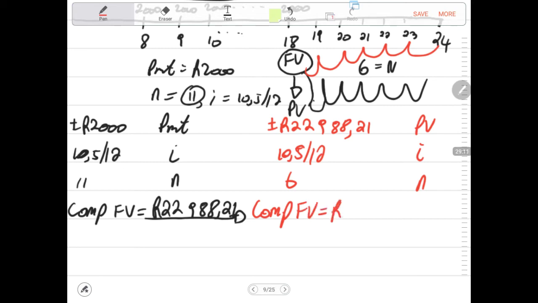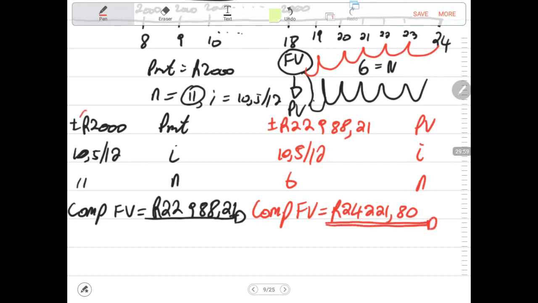Now let us do that calculation of the future value. Second function, alpha 00, clear the memory, plus minus 22,988.21 is the present value. 10.5 divided by 12 is our interest, and 6 is our N. We compute the future value. Future value is 24,221 rand 80 cents.